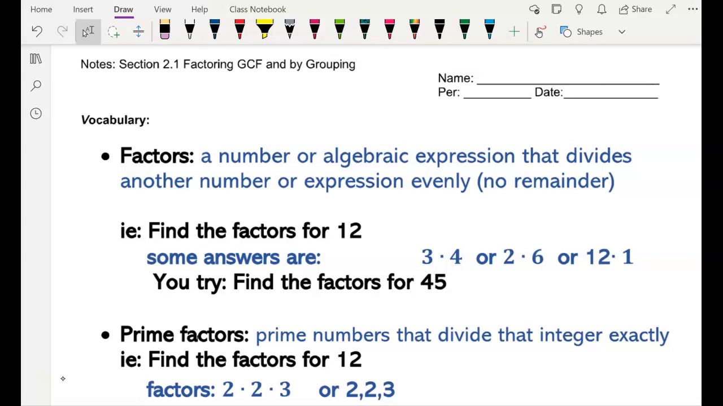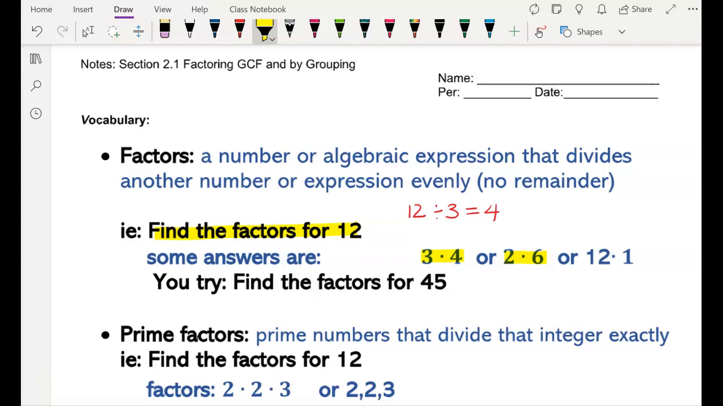So some example is right here. It says find the factors for 12. Some of you said the factors for 12 could be 3 times 4. Why are we using the word divide in the definition? Because 12 divided by 3 evenly gets 4 with no remainder. The other factors could be 2 and 6. Same thing: 12 divided by 6 is 2, or 12 divided by 2 is 6. And of course, we can also have 12 and 1, because 12 times 1 is 12. So that's how we find the factors for our math definition.